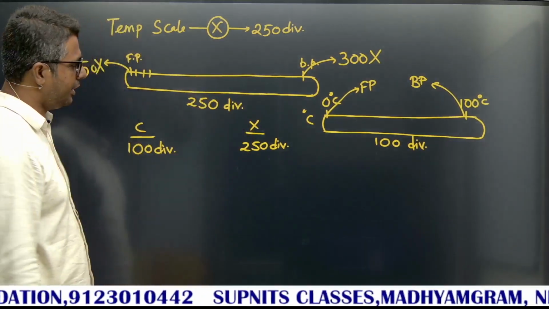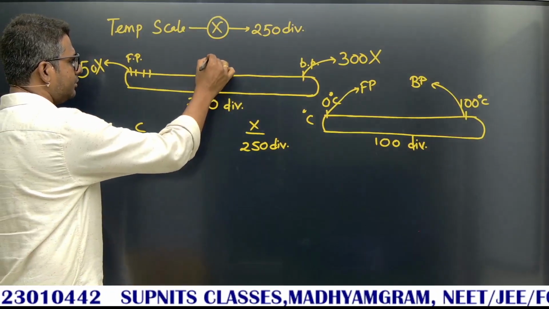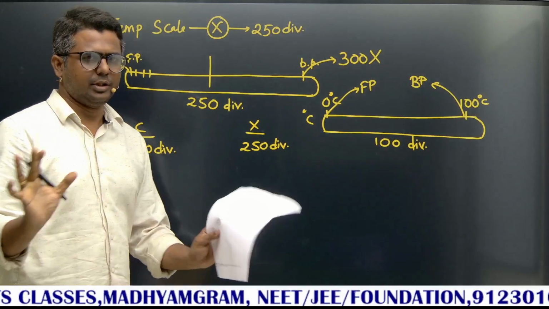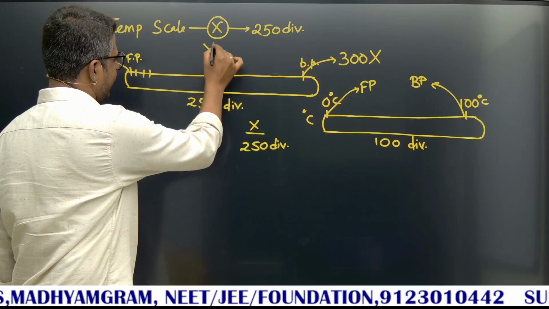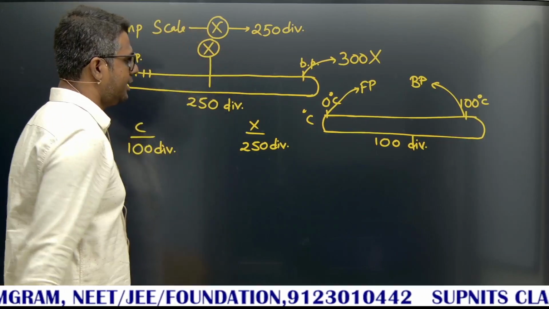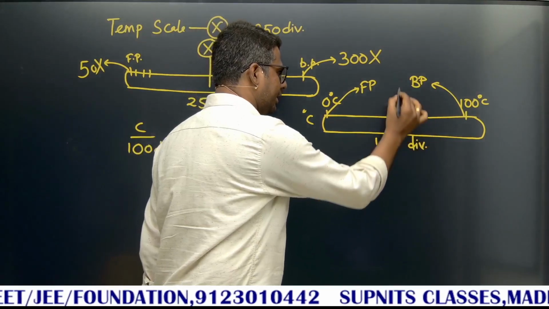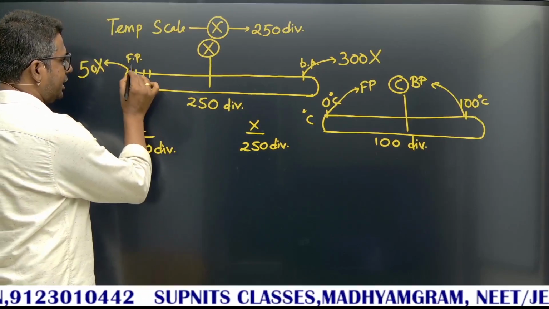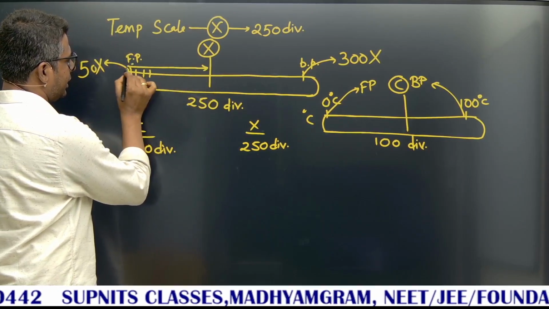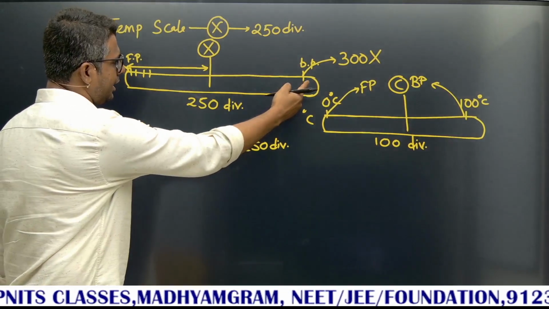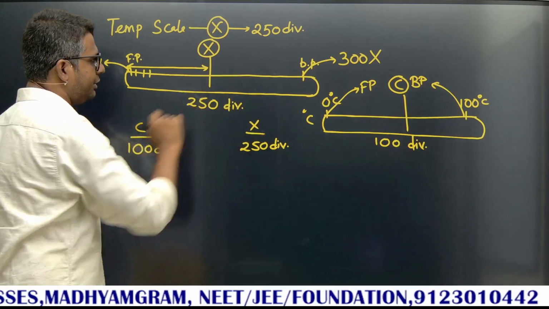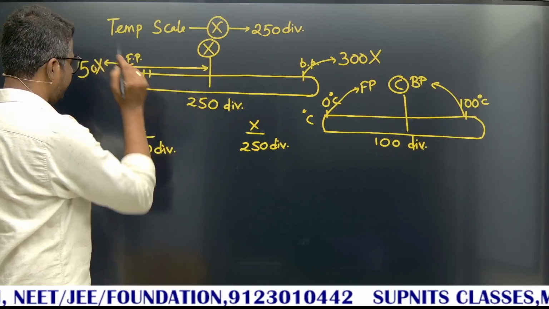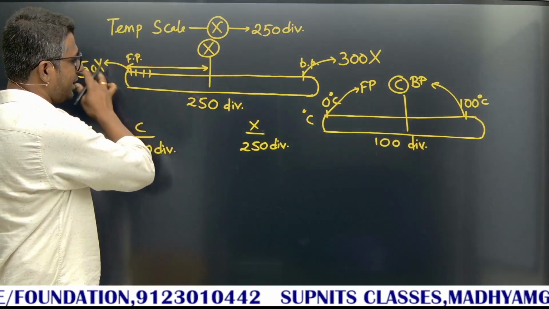Okay. Now suppose this is the temperature of water, let us say I am mentioning it as X, and the same water over here is C. So how many divisions are we getting over here? So if this was 300 and this was 50, I got 250 divisions. How did I do it? 300 minus 50. Now it is X, it is 50. So how many divisions? It is X minus 50 divisions.